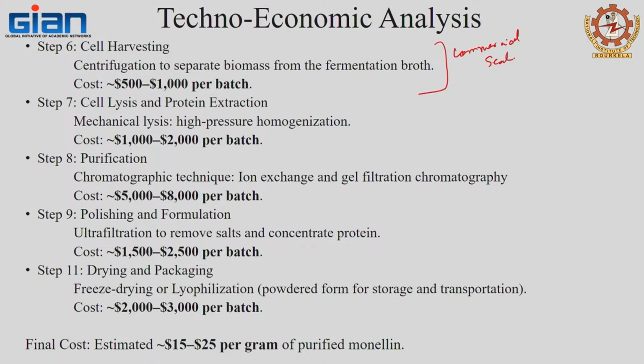And for purification, like chromatography, ion exchange and gel filtration, it is around 5,000 to 8,000 per batch. And for polishing and formulation, like ultrafiltration, it will be around 1,500 to 2,500 per batch. And for drying and packaging, like lyophilization, as it is very costly, it's around 2,000 to 3,000 per batch. And the final cost, that is the purified monellin to be sent to the market, the estimated price is around $15 to $25 per gram.